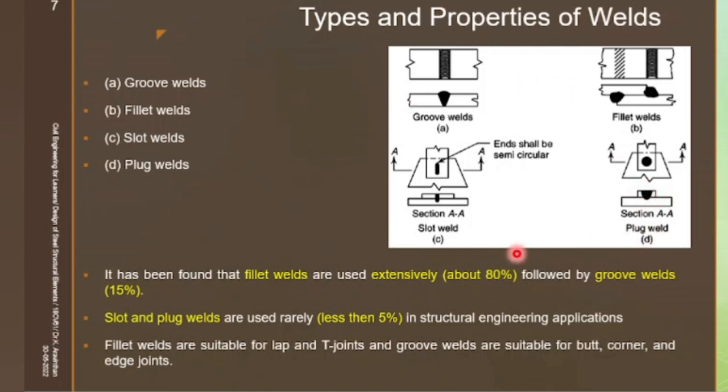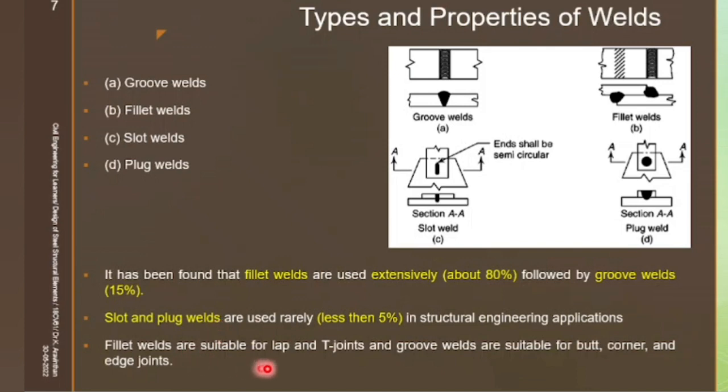So within these four types, you can see that fillet weld is being used extensively, about 80%. Majorly you will be using fillet weld only. Groove weld, you will be cutting this material and then providing the weld, whereas in the fillet weld, are you cutting any material? Directly you are just welding. Groove weld is used only 15%. Slot weld and plug weld, these two types of weld are provided for less than 5% in structural application. In other applications you can see this kind of slot and plug weld.